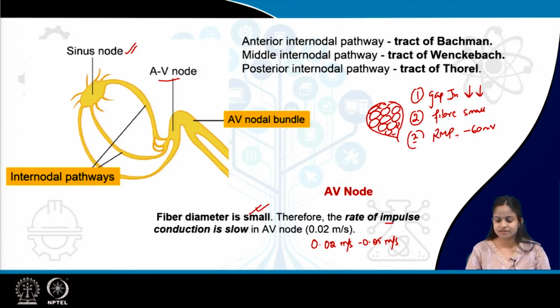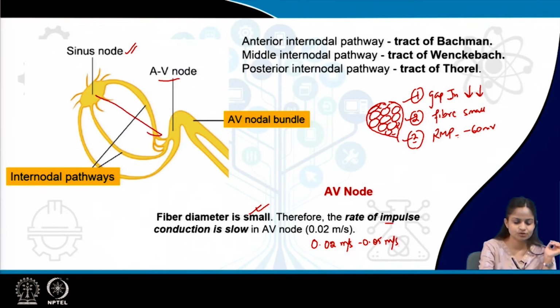So, these are the very important features of the AV node which make the AV nodal conduction very slow, and there is a particular significance of this delay in the AV nodal conduction. Because of this slow conduction, there is usually a delay of 100 milliseconds or 0.1 seconds, and this delay is very significant because whenever there is passage of impulse from SA node to AV node, depolarization is occurring.